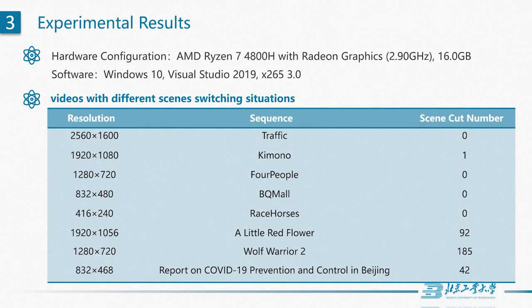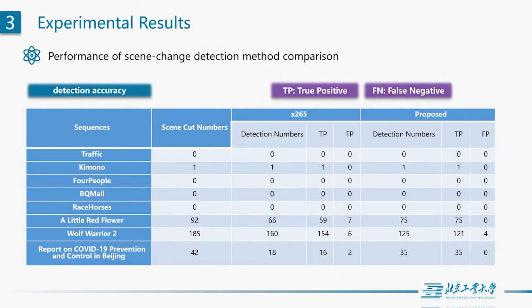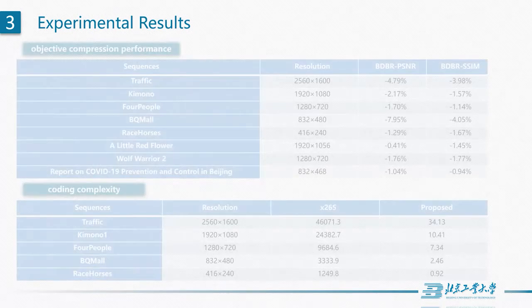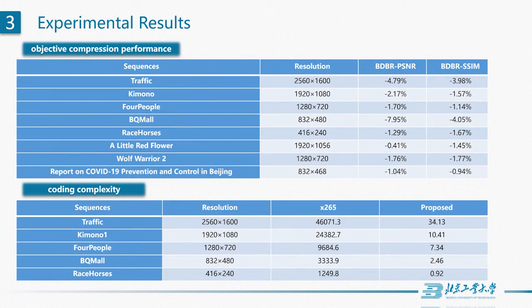In order to verify the performance of the proposed method with X265, the experimental results are as follows. We compared our method with the relevant algorithm in X265 and conducted the experiment on the hardware configuration and software. We selected 8 videos with different scenes and switching situations to evaluate the performance of scene change detection. Through the detection accuracy, objective compression performance, and coding complexity, we can find that our method greatly reduced the complexity of the algorithm and improves the coding performance.